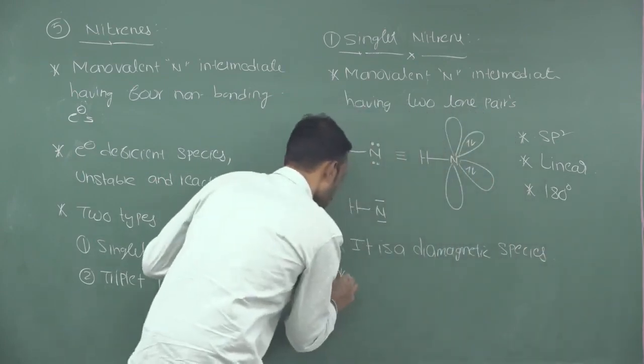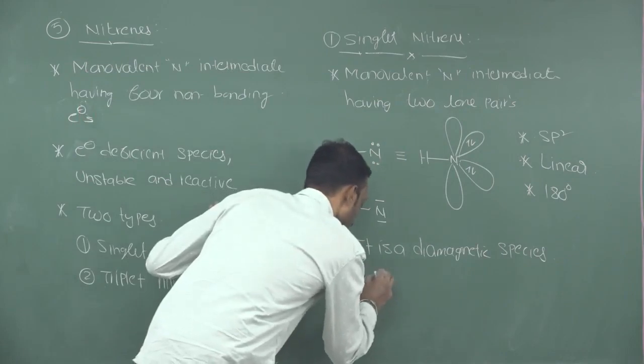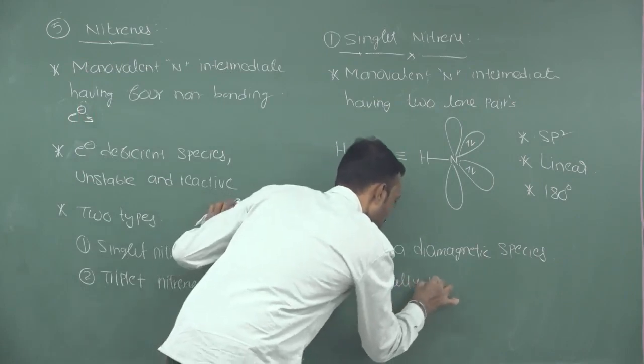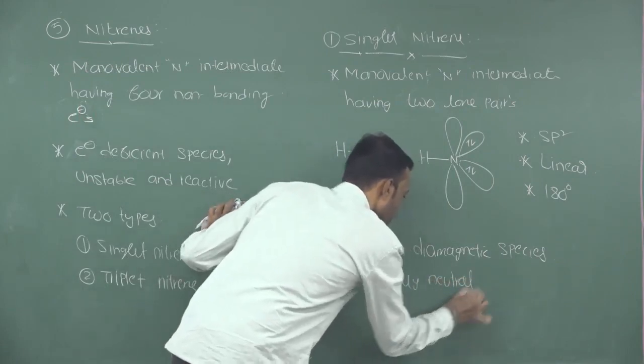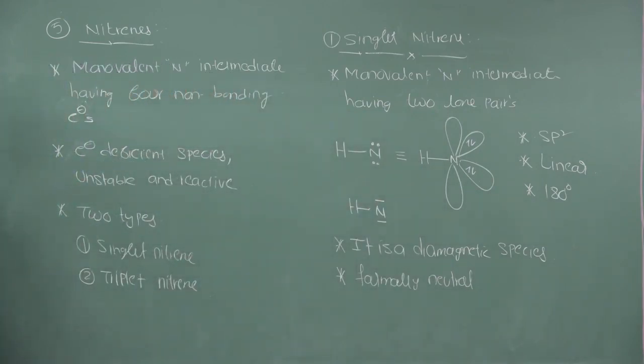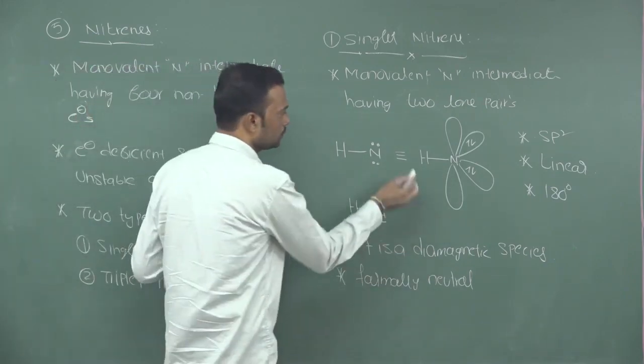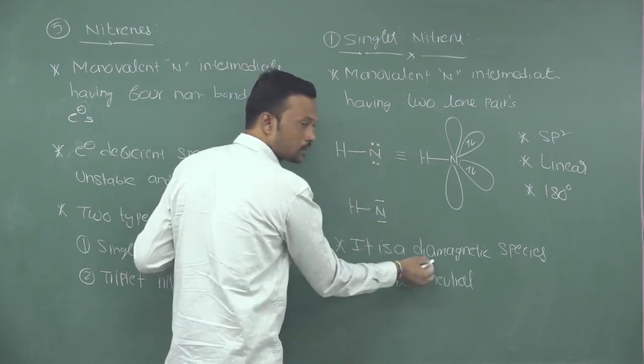So is it formally neutral? Can you write any charge? No. Nitrenes are formally neutral. We can't write any charge, so it is a formally neutral species. There are no independent electrons. 4 electrons are present, but they are paired electrons. Independent means free electron. Now 2 lone pairs, that's why it is diamagnetic.